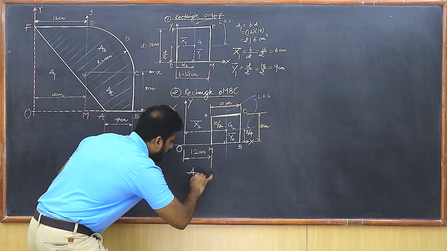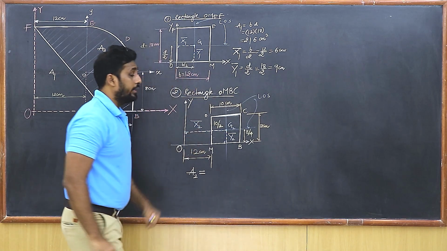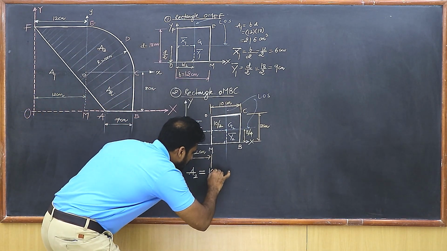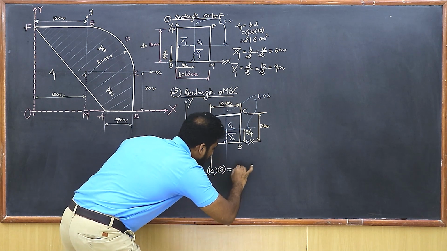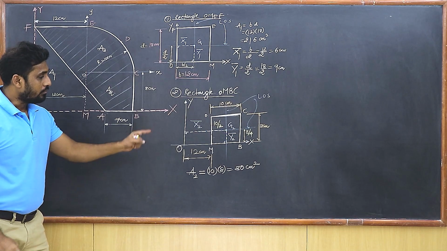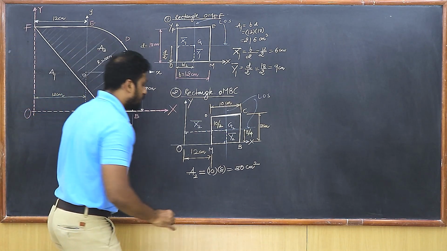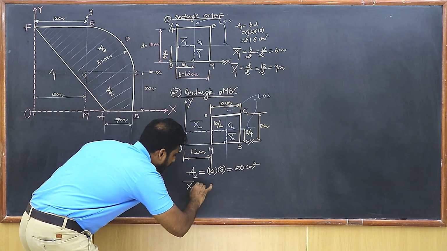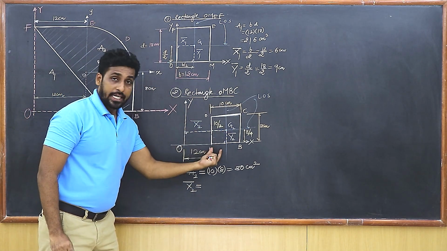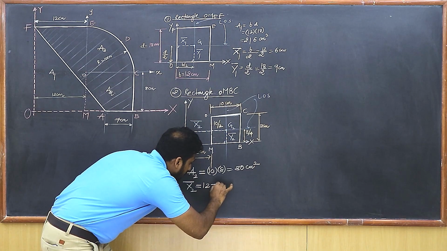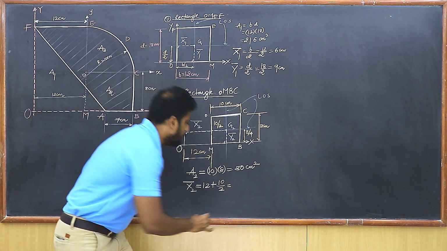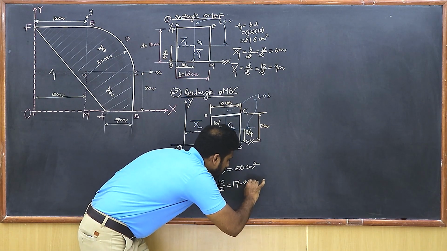So you can now tell me what is the area of this particular rectangle. It's very simple. It is B into D. So that's 10 into 8, or you can say 80 centimeters square. That's for the rectangle. Then you can take x2 bar, students. So x2 bar is going to be what? 12 plus 10 upon 2. So 10 upon 2 is 5. 12 plus 5 is 17 centimeters.